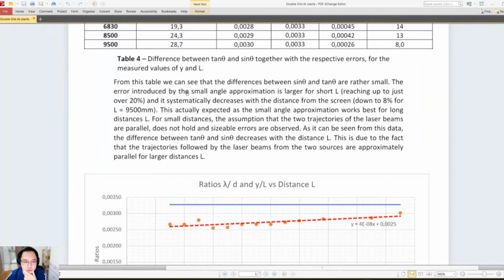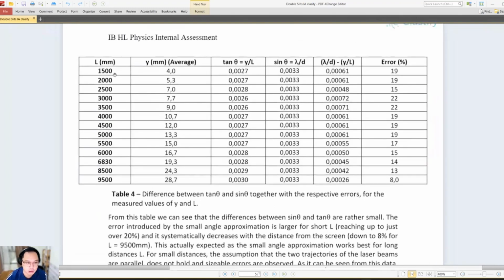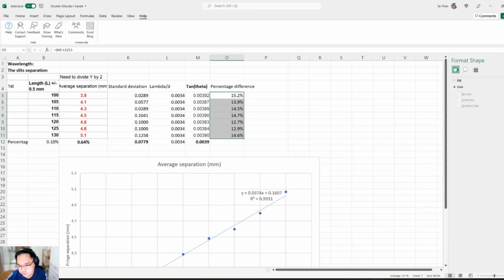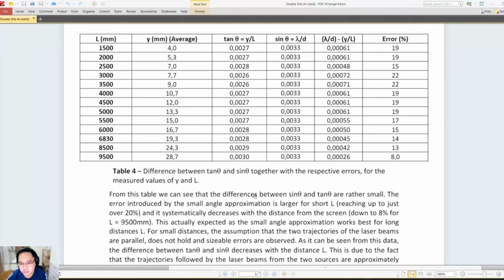The difference between the two is rather small. The error introduced by the small angle approximation is larger for short L. You see here, short L, 19%, 22%. And then for greater distance up to 9.5 meters, that is unbelievable, a very powerful laser and a very big room, like a sports hall, so that the distance can be up to 9.5 meters, and the error becomes smaller. But in your result, only at less than 2 meters distance, you get an error of 14%. That's very good. But there is still like a 3% difference.